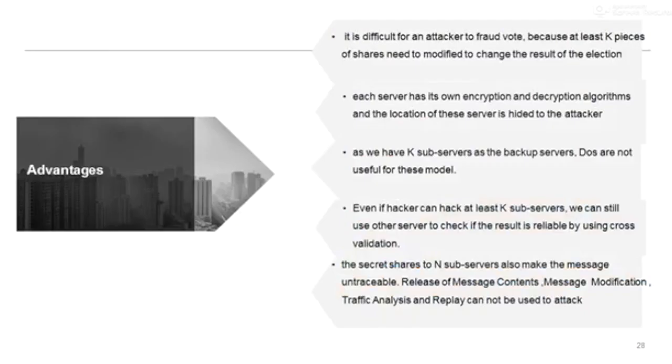The advantage is that it's difficult for an attacker to modify the result because at least K shares need to be modified, and each server has its own encryption and decryption algorithm, and the location of the servers is hidden from the attacker, so it is hard for the attacker to attack all the servers. And as we have K sub-servers as backup, DOS attacks are not useful for this model. Even if the attacker can hack at least K servers, we can still use the other servers to check whether the result is reliable by cross-verification, so these attacks can be prevented.